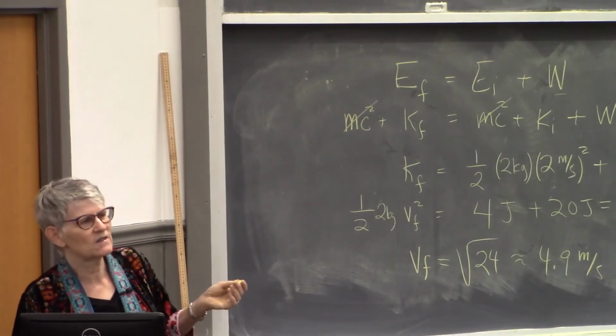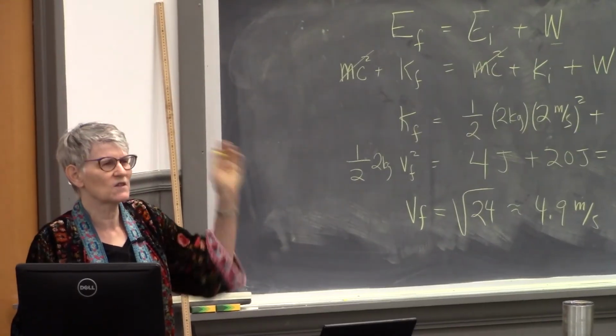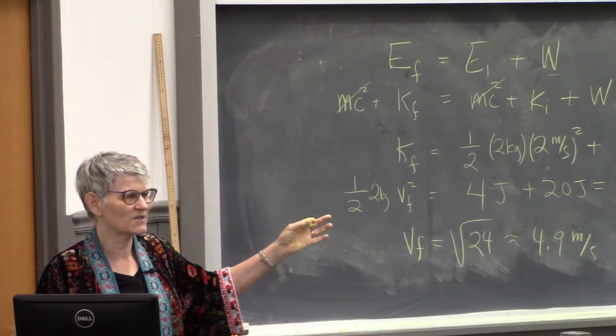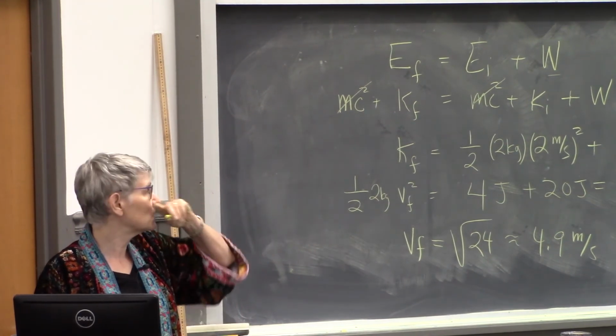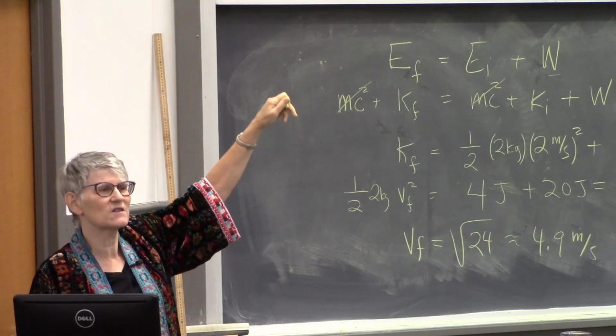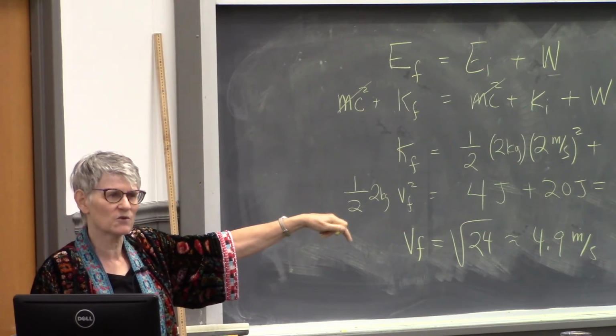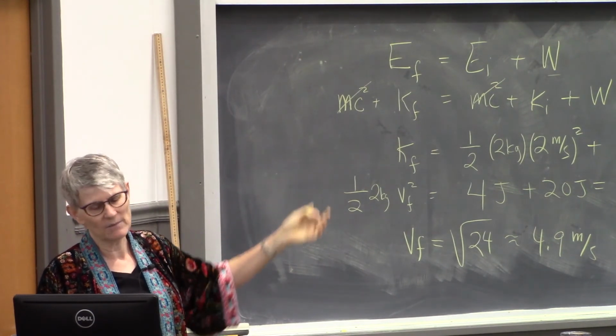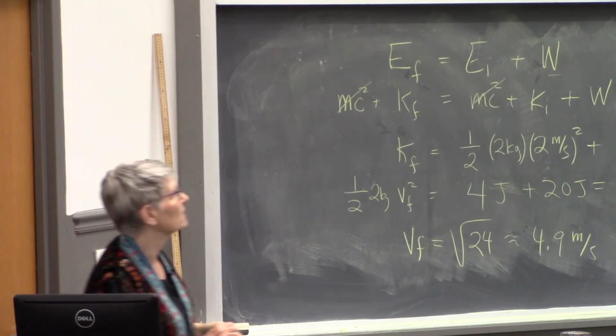So the sign of work is not the sign of the force component, and it's not the sign of delta x. It's the combination, and basically if the displacement is in the same direction as the force, work ends up being positive. But if the displacement is opposite to the force, it ends up being negative.